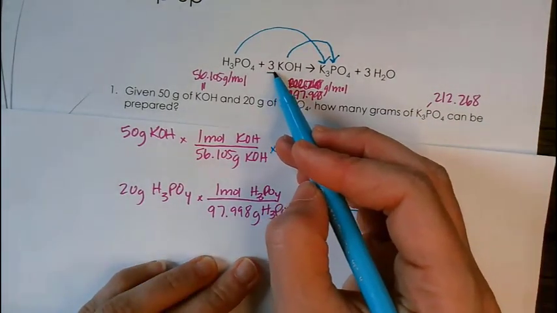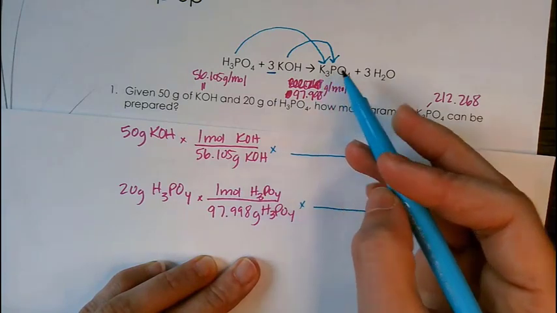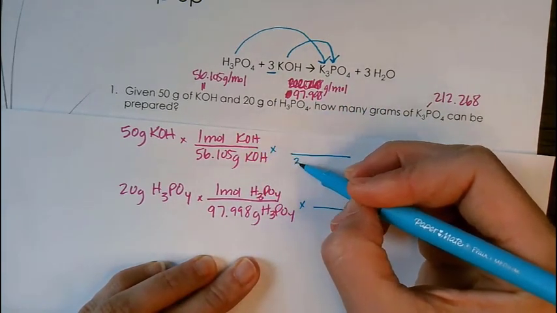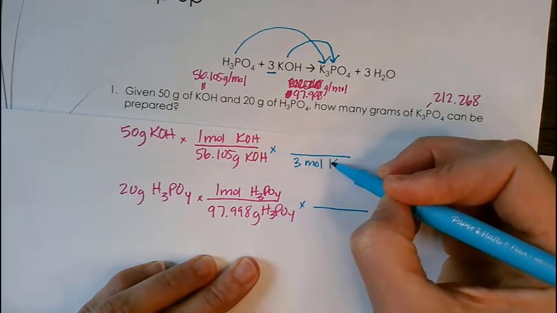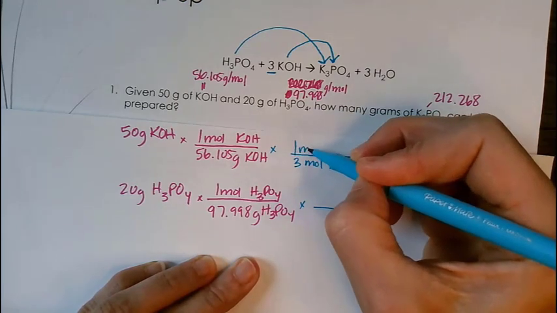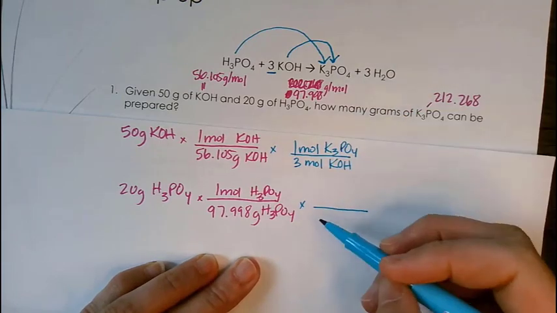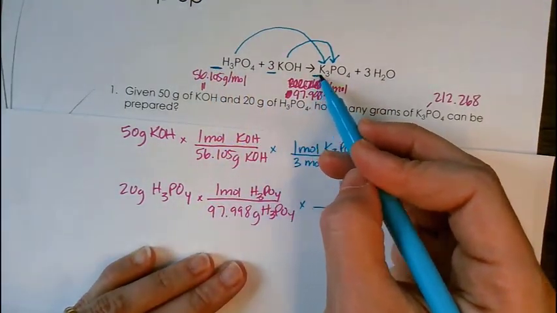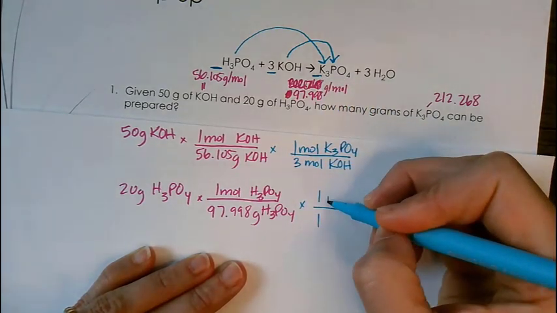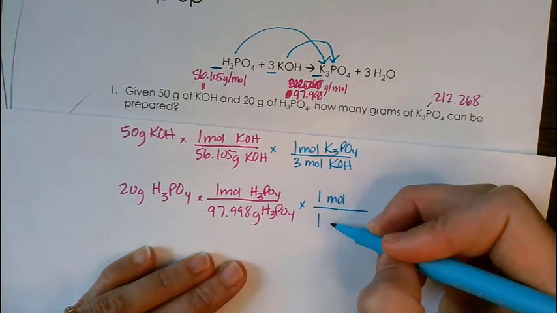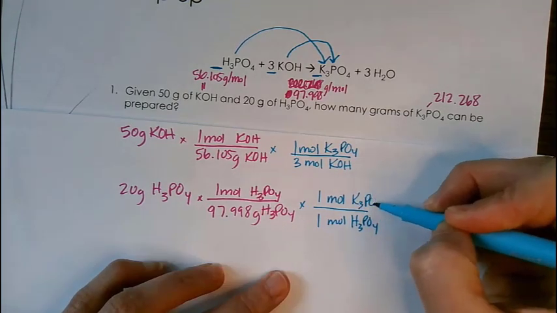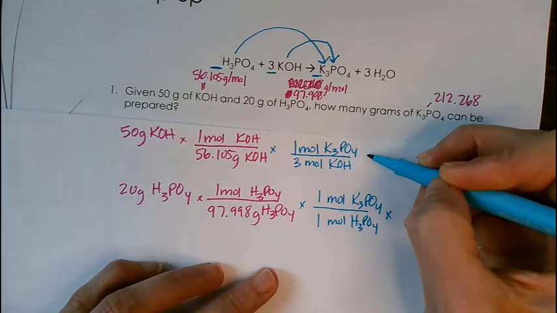So I need to compare my mole to mole ratio for both of these reactants. So when looking at KOH, I have 3 moles of KOH for 1 mole of K3PO4. So my moles of KOH have to be down here. There's 3 moles KOH for 1 mole K3PO4. Down here, I'm going to compare, I have 1 mole of H3PO4 to 1 mole of K3PO4. So it's a 1-to-1 ratio. H3PO4 needs to be on the bottom to cancel out.